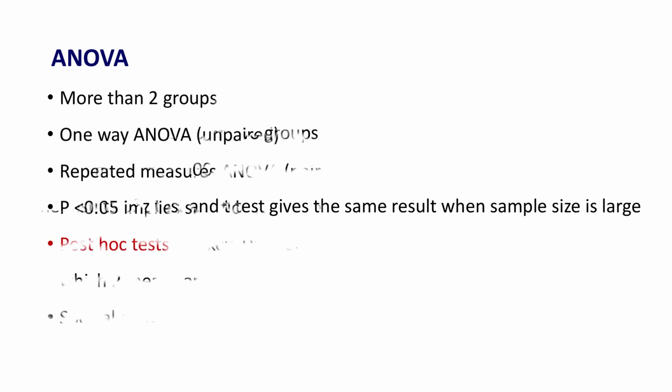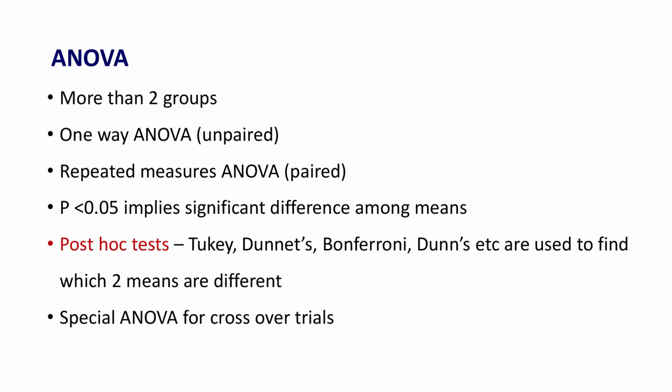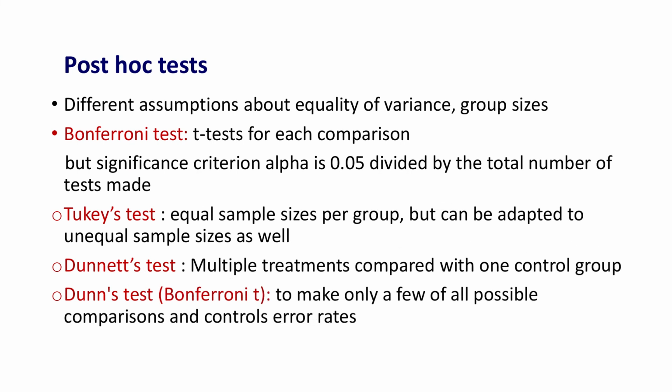Now in case of ANOVA, you will come across a term which is known as post hoc test, and there are different post hoc tests: Tukey, Student-Newman-Keuls, Bonferroni, Dunn's. You might have heard about these words or may not, but what is the function of this post hoc test?